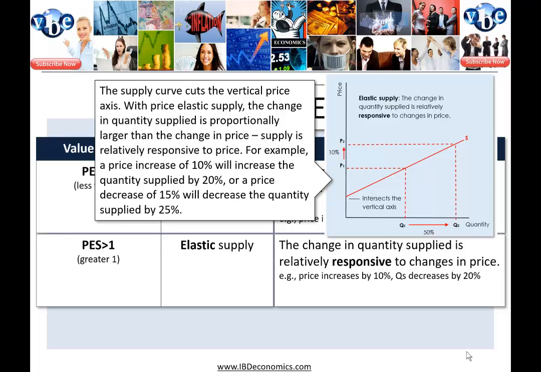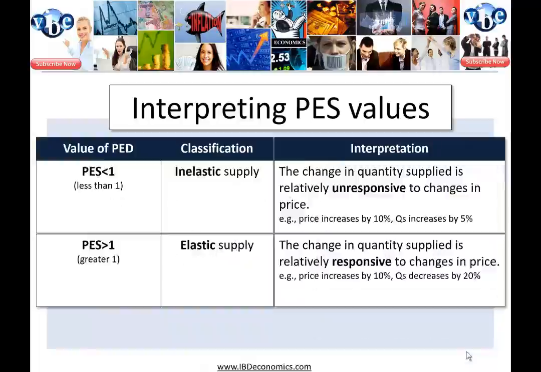With price elastic supply, the change in quantity supplied is proportionally larger than the change in price. Supply is relatively responsive to price. So, for example, a price increase of 10% will increase the quantity supplied by 20%, or a price decrease of 15% will decrease the quantity supplied by 25%. So the quantity supplied is going to change by greater than the change in price. Cuts the vertical price axis, elastic supply.